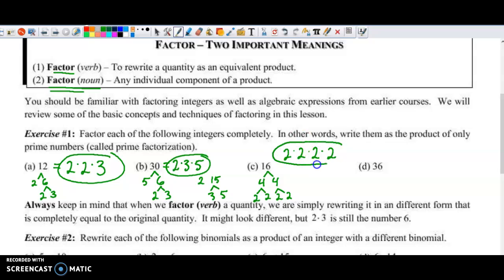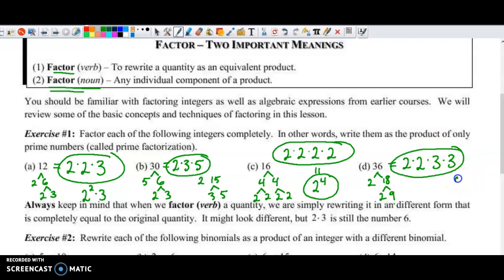So one more thing is you don't have to write it the way I have been writing these numbers. You could also rewrite it as 2 to the 4th power. I could have rewritten this one over here as 2 squared times 3. Same thing with 36. I could rewrite this as 2 and 18, 2 and 9, and 9 breaks down as 3 and 3. So you could rewrite this as 2 times 2 times 3 times 3, or 2 squared times 3 squared.